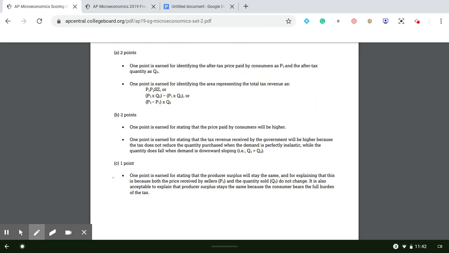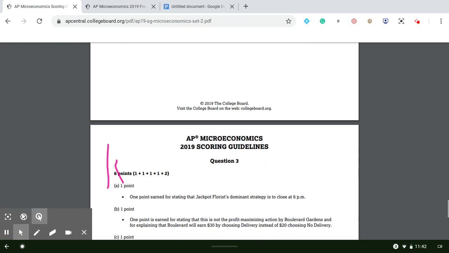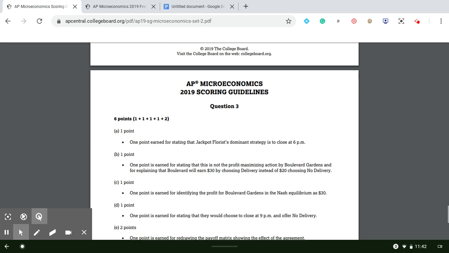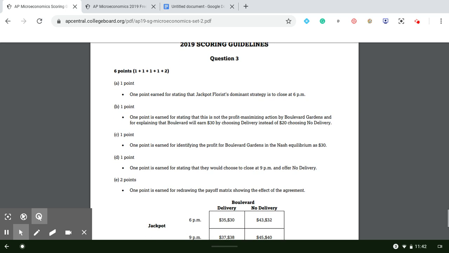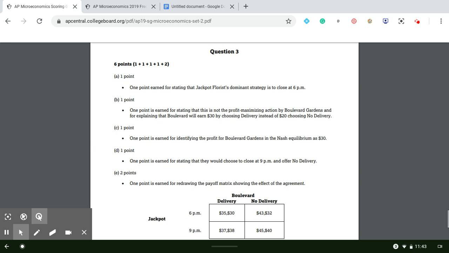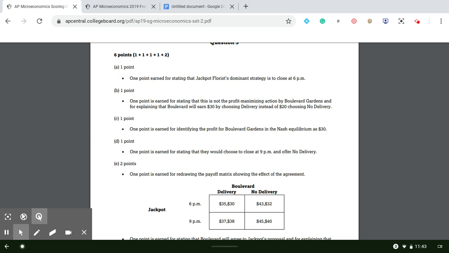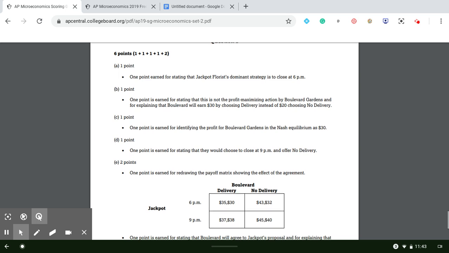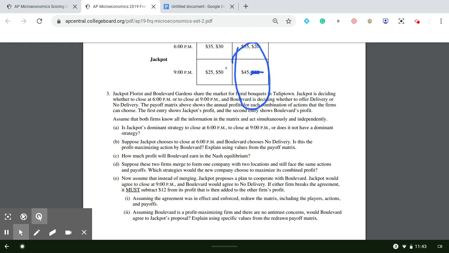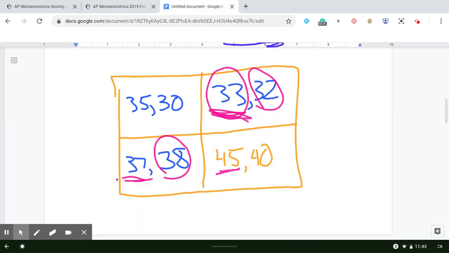Okay. So let's go into the scoring guide on this one. All right. One point, dominant strategies: close at 6 p.m. We talked about that. One point is earned for saying that this is not a profit maximizing action for Boulevard Garden. Explain that Boulevard earned $30 by choosing delivery instead of $20 by choosing no delivery. Yeah, they're going to choose delivery instead of no delivery.